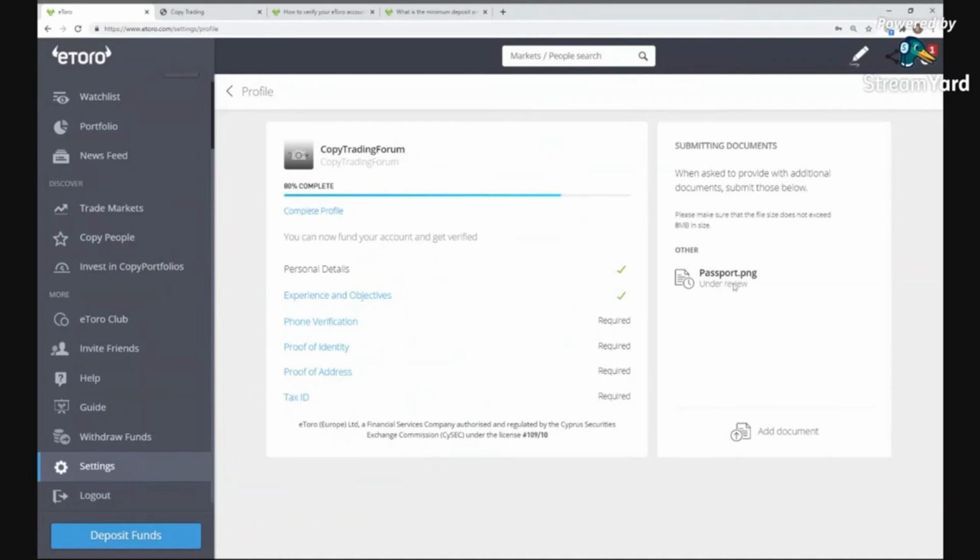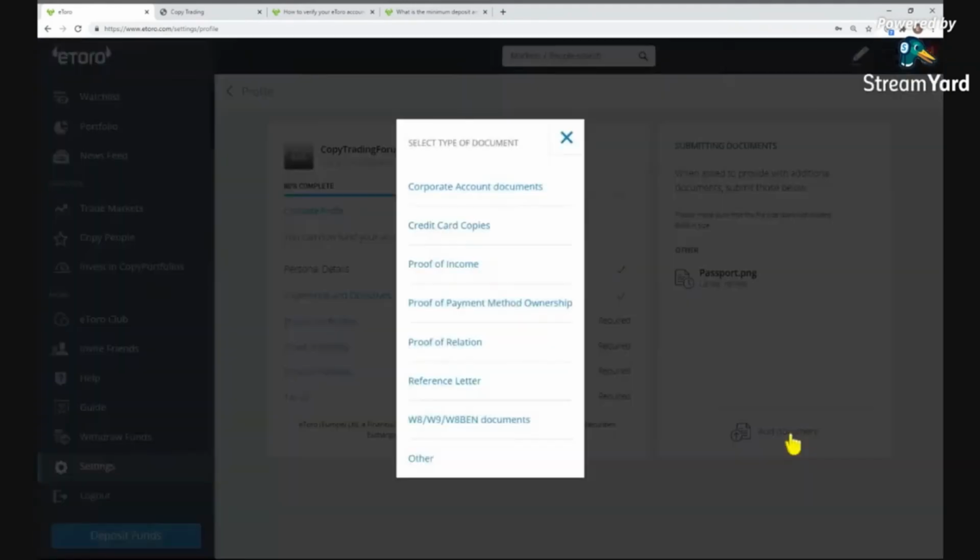So it's uploaded my passport. Okay, so that's done. It's under review, it's in. So next is proof of identity. So I'm going to add document here.